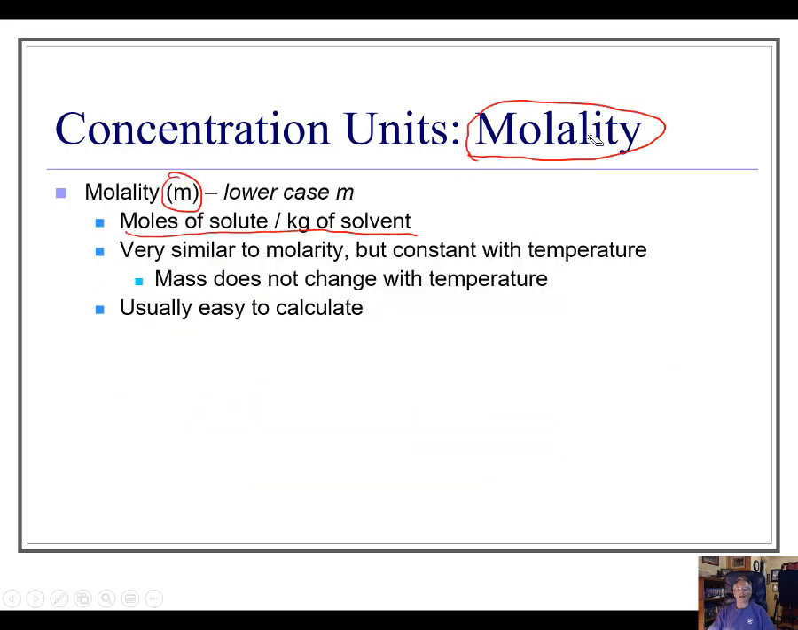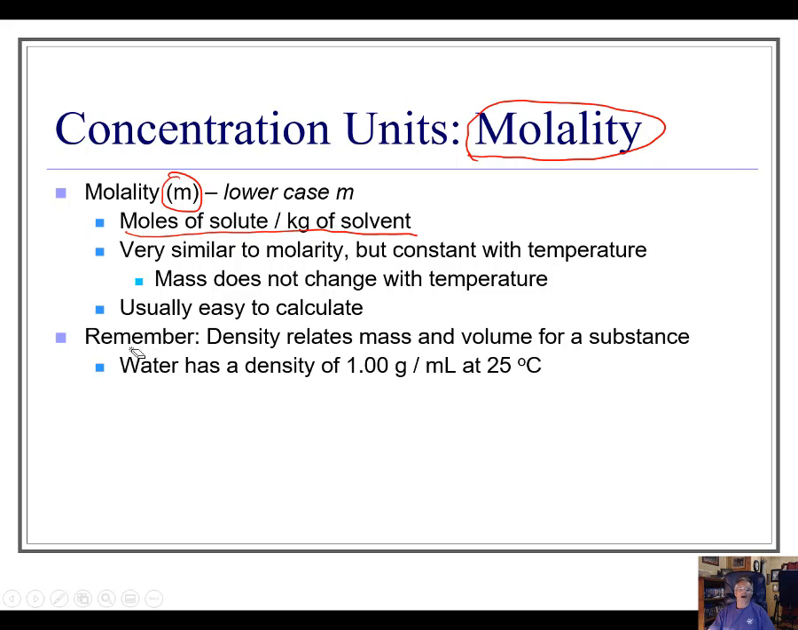I'm so sorry that it sounds so much like molarity, but you need to make the distinction between molarity and molality. Molarity is moles of solute per liter of solution. Molality is moles of solute per kilogram of solvent only. So we get the solute out of the denominator, but it stays in the numerator in mole. It's very similar to molarity, but constant with temperature. So I can raise the temperature, I can lower the temperature. Molality won't change because mass doesn't change with temperature. Usually pretty easy to calculate.